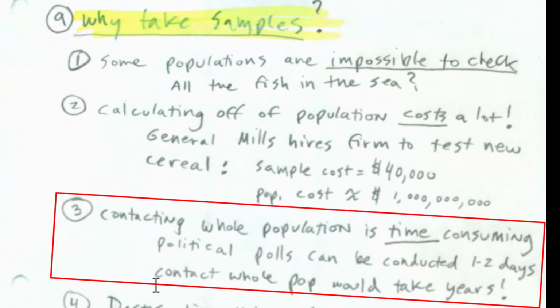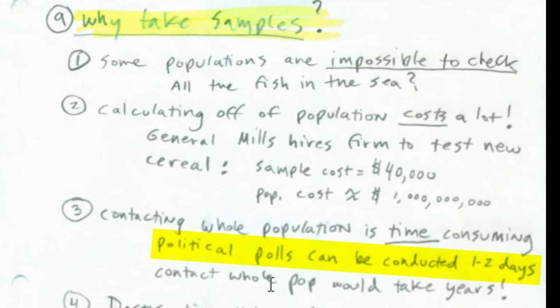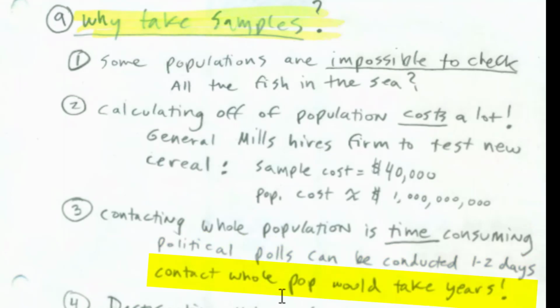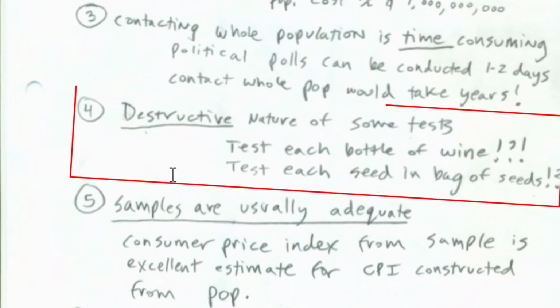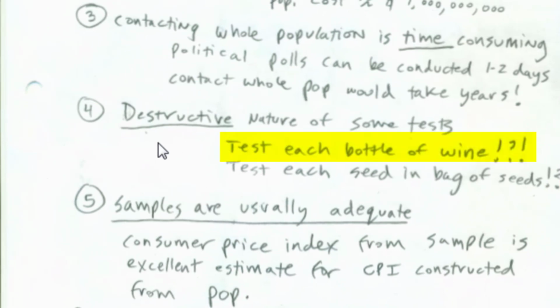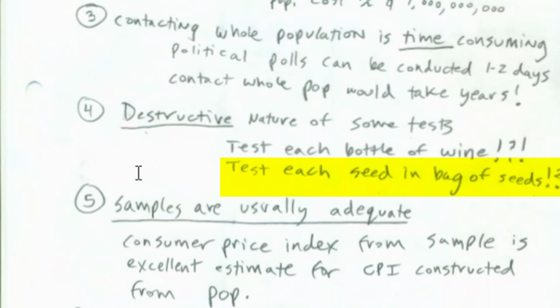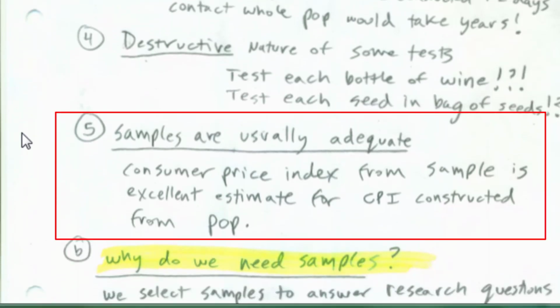Another reason that we take samples is contacting the whole population is time consuming. Political polls can be conducted in 1 to 2 days, whereas, of course, contacting the whole population would take years. How about the destructive nature of some tests? If you're making wine in manufacturing, you cannot test every single bottle of wine. If you make seeds for farmers, you can't go out and test every single one because then there'd be none left. And finally, and most importantly, samples are usually adequate.